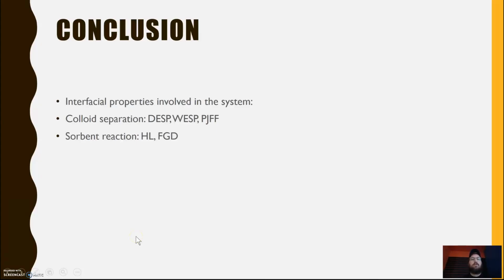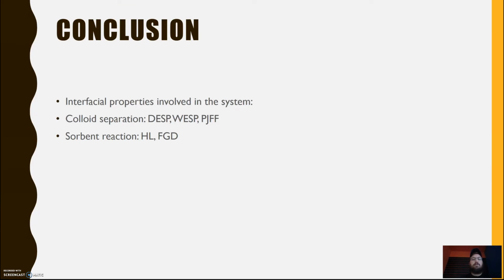In conclusion, the interfacial properties used in the system, in the dry and wet electrostatic precipitator units, the colloidal separation was achieved by use of the property of fly ash and other particulate matter carrying a charge. The wet and dry electrostatic precipitator plates use a voltage difference to entrap the charged particles, and this allows them to be separated out of the flue gas.